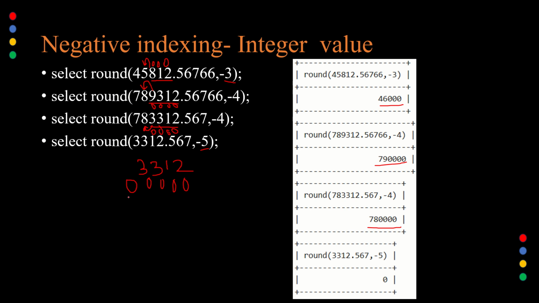And what is the next step that we do? The 0 to the nearest value will be considered. Since 0 is less than 5, nothing has to be added. The answer would be 0. So whenever the number of decimal places is greater than the number of digits before the point, the answer would always be 0. If before the point we have 4 digits and it's given 5, in such cases you can always give the answer as 0.